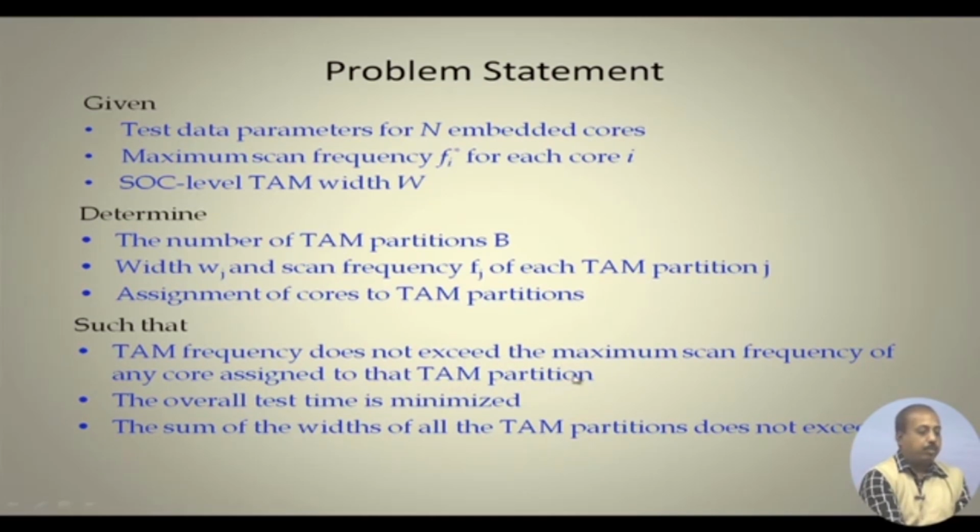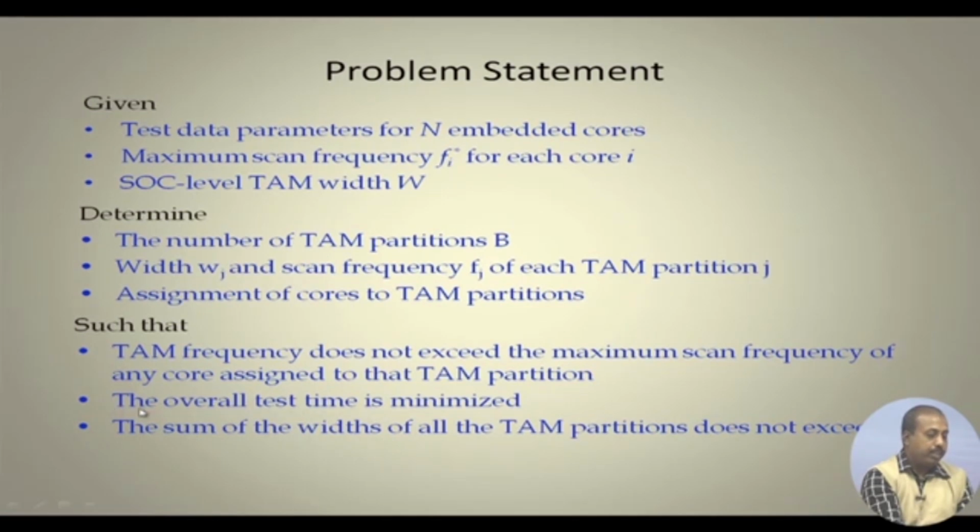So, this is the problem statement such that these things are met. The TAM frequency does not exceed the maximum scan frequency of any core assigned to that partition. As we have seen, if a core can operate at a maximum of 40 megahertz, we cannot put it on an 80 megahertz channel. Then the overall test time is minimized. The test time has to be reduced, and the sum of widths of all TAM partitions does not exceed W. This is the third requirement, from the physical point of view.